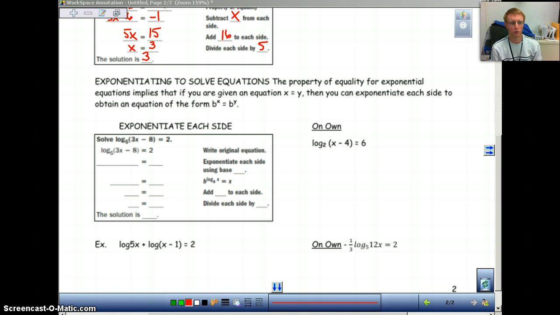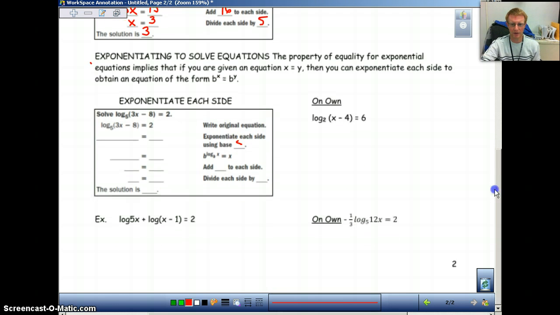Now we're going to be starting with a logarithm, and we need to be able to take the exponent, or exponentiate, is what we call it. So over here, let's just get right into this example. It says log base 5 of 3x minus 8 equals 2. Well, we're going to exponentiate each side by using whatever the base of the logarithm is. So our base is going to be 5.